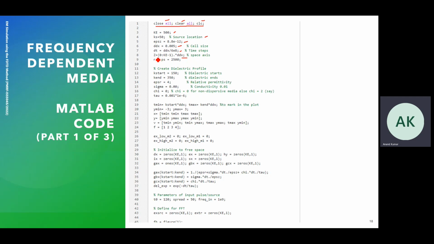Declare a variable z to keep track of the space axis for the plot window, and then you define the number of time steps for which your FDTD code is to be run. Till here I think this is fine.